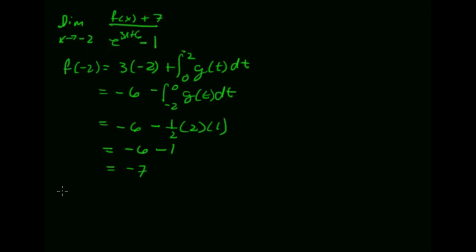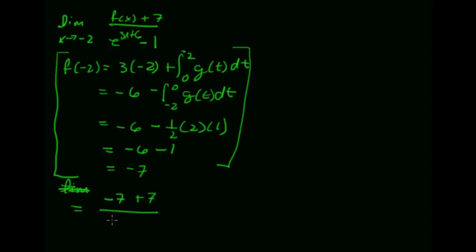So if I work with that limit, well, that limit, after all said and done here, if I put the -2 in there, I'm going to get -7 plus 7 over e to the 0 minus 1. That comes out as 0 over 0. So that sets me up for L'Hopital's rule.